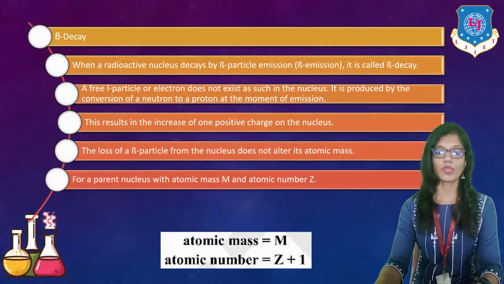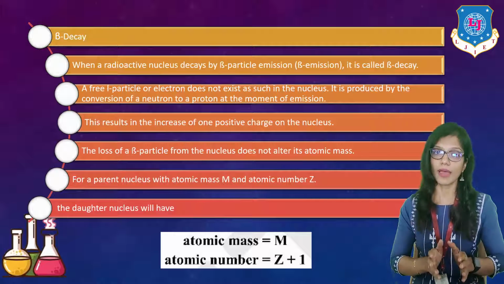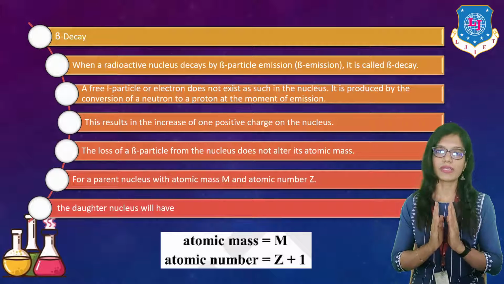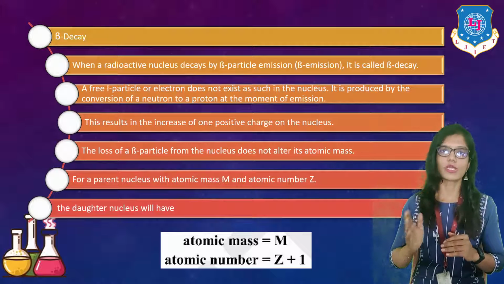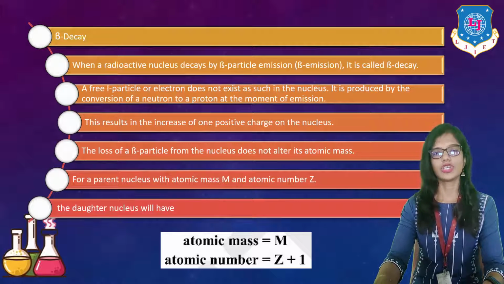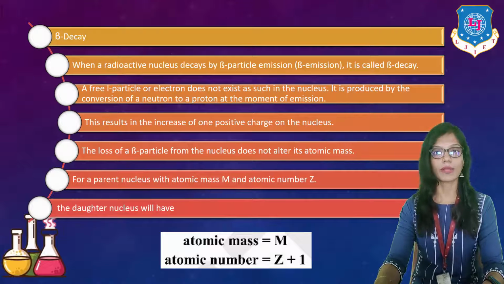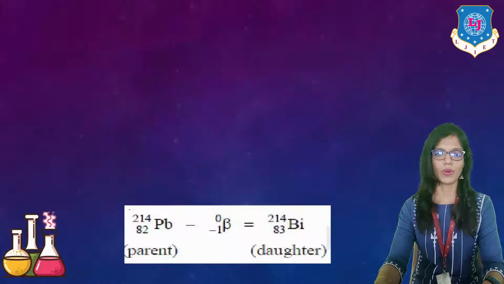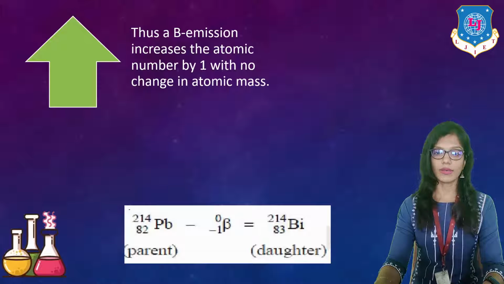For a parent nucleus with atomic mass M and the atomic number Z, the daughter nucleus will have atomic mass which is the same as the parent nucleus, so remains M. And atomic number is increased, so Z plus 1. So atomic number will increase by 1. Right? So in beta decay, the change in atomic mass will not be seen, but the increase in atomic number will be observed. Thus, a beta emission increases the atomic number by 1 with no change in atomic mass.